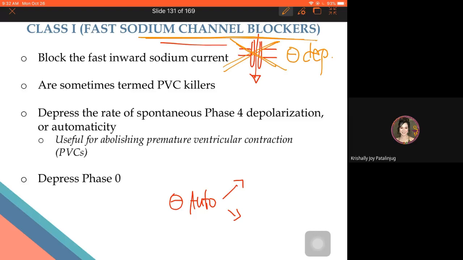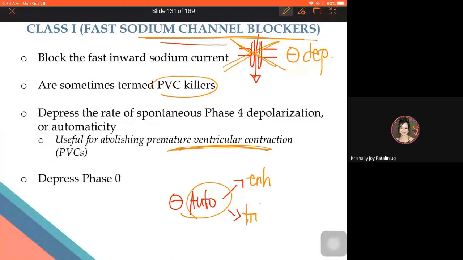Somehow, when depolarization is inhibited, in this case via inhibiting sodium channels, the cardiac cells are depressed. There is depression of cardiac cells. That is why these agents are also called PVC killers. PVC means premature ventricular contraction. Generally, because sodium channel blockers block sodium channels, they inhibit or block automaticity, both enhanced and triggered automaticity.